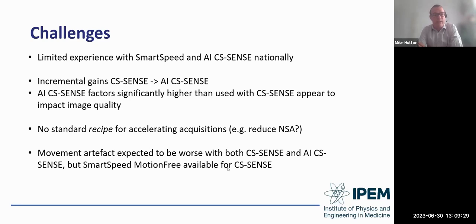It's very sequence dependent, and I think it always requires a bit of trial and error to see how far you can push things to optimize a sequence for time. So for example, in some cases you can knock a signal average off when you move to AI CS SENSE, but in other cases you can't. And going back to the last slide as well, movement artifact is expected to be worse with CS SENSE and AI CS SENSE, but if you've got access to SmartSpeed MotionFree, then that removes some of that challenge, some of those worries about movement.